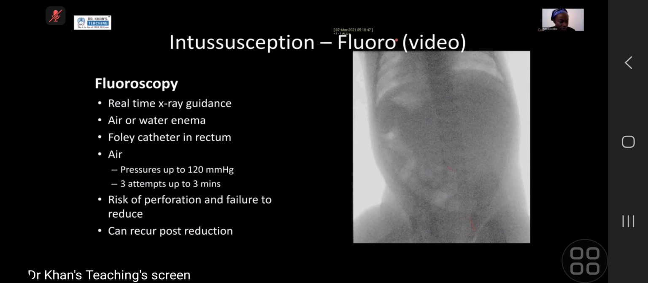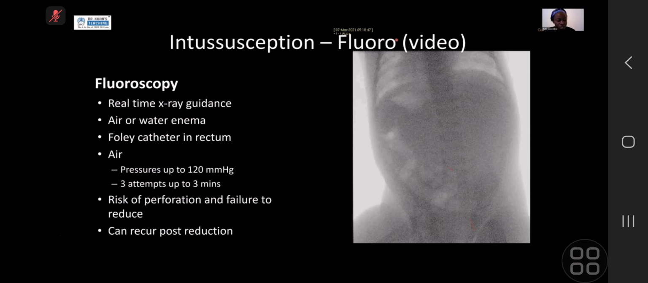We're starting with pressures at 80 millimeters of mercury, going up to 100 on the second attempt, and then on the final attempt we'll go up to 120, but some centres do 100, 120 for all 3 attempts, so it depends on what you do in your local practice. If I'm getting close and I'm on my 3rd attempt and it's coming to 3 minutes, I may go for a little bit longer, but generally 3 attempts up to 3 minutes is what is recommended.